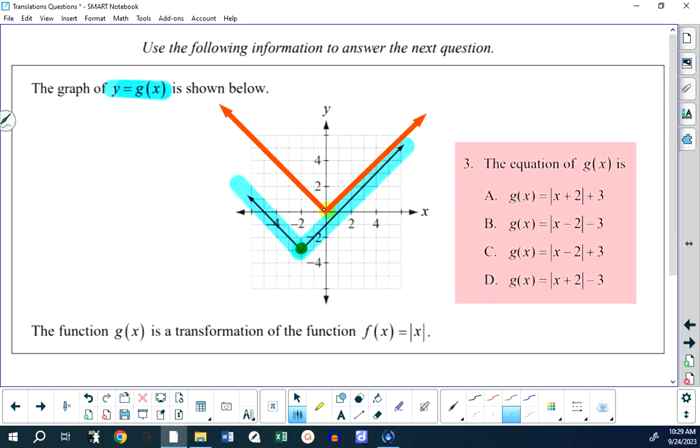And the bottom line is, looking at those 2 graphs, it should be fairly obvious that we have a translation of 2 units to the left, and we have a translation of 3 units down. 2 units to the left tells us that h is -2. 3 units down tells us that k is -3. And now what we can do is we can build the function.